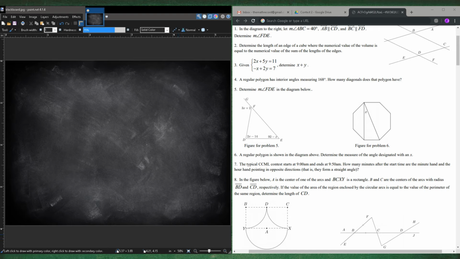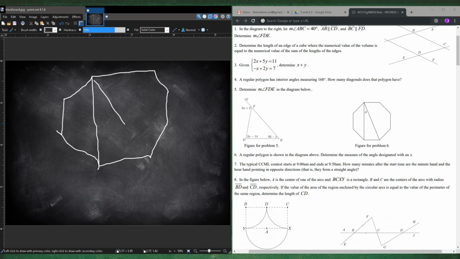And question 6: a regular polygon is shown in the diagram above. Determine the measure of the angle designated with x. So we have an octagon and some kind of right triangle. So that's what we need to find. Okay, let's draw this out a little bit. Sorry, my picture is bad, a very bad drawing. We have something like this, and we have a 90 degrees.